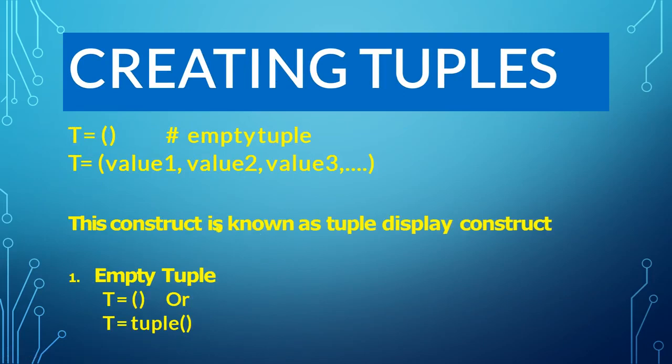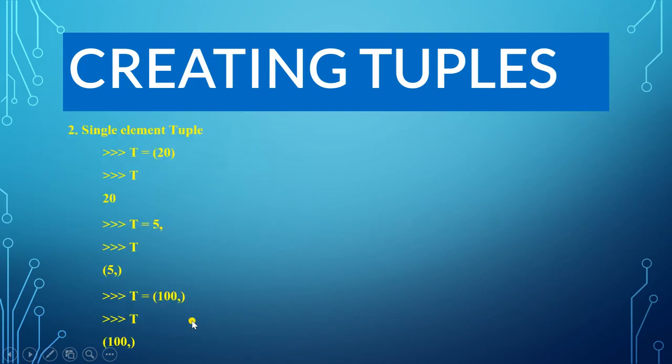So you will be able to create a tuple this way. This t is equal to empty parentheses, then this is an empty tuple. You have to put the values separated by commas. This construct is known as the tuple display construct. The first method is the empty tuple. This way, you will create a tuple that is empty.